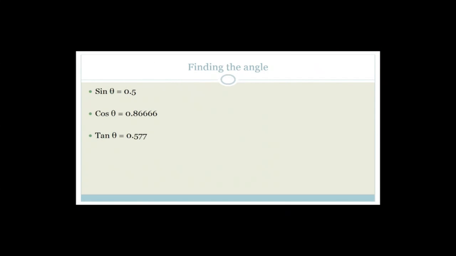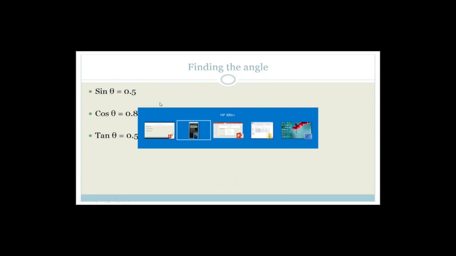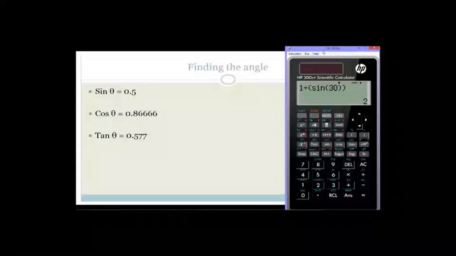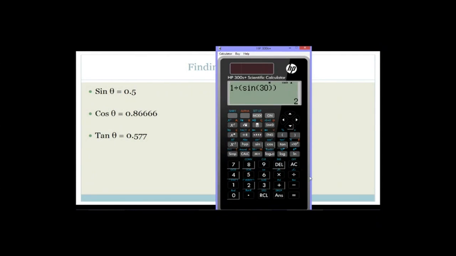Right, now it says find the angle. Sine theta equals 0.5. So now we're trying to find the angle. Up to now, we've plugged the angle in. Now we want to find the angle. So if you look on your calculators, and this is one of the main reasons I actually bring the calculator up in these lessons, you can see that there's a second function sine. So it's sine to the minus 1, there's cos to the minus 1, and there's tan to the minus 1.